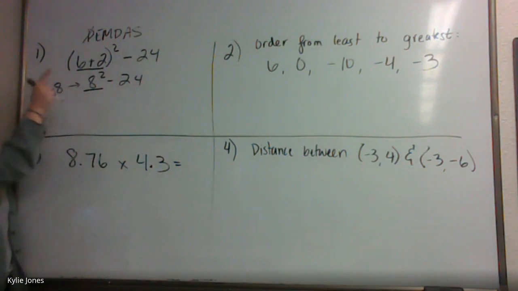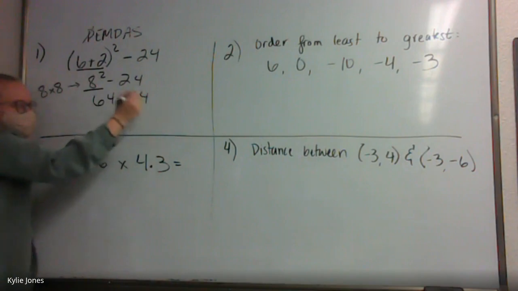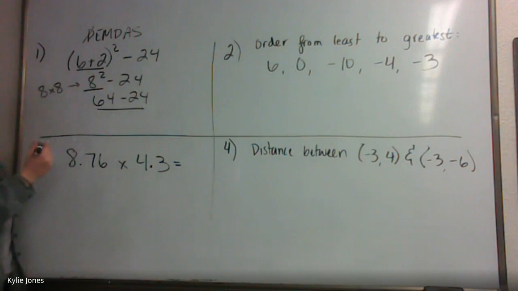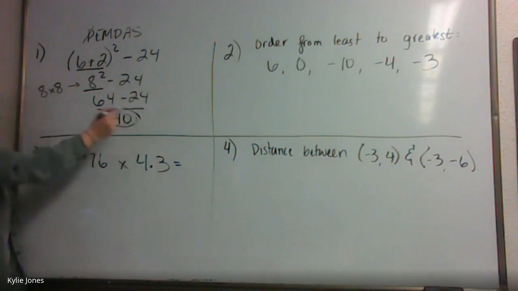What is 8 times 8, Charlie? Why don't you tell me what 8 times 8 is? Okay, go back to Charlie, what is it? 8 times 8? 64. 64 minus 24. What is 64 minus 24? Our last step. Not 44, 40. So our answer here is 40.